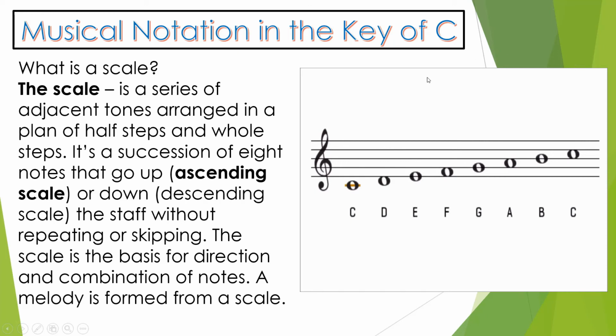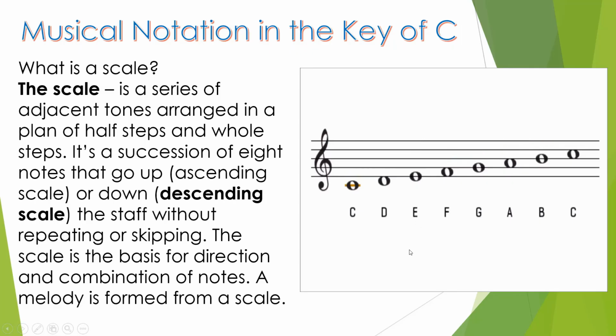Based on the picture, we have here what we call the pitch names: C, D, E, F, G, A, B, and C. In this part, the notes are going up, so this is what we call the ascending scale. While this part is the descending scale. As you can see, from the top to bottom of the musical notes is what we call the descending, or going down.